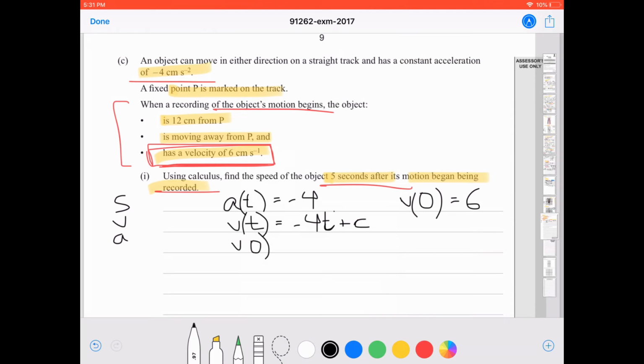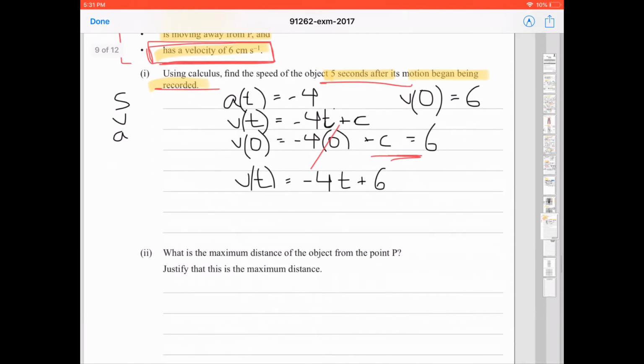v of 0 equals -4 times just 0, right? So that's going to cancel, plus c equals 6, not 0, 6. So the 4 cancels, and so c equals 6. Okay, so our velocity function is v of t equals -4t plus 6. And what's the question asking?